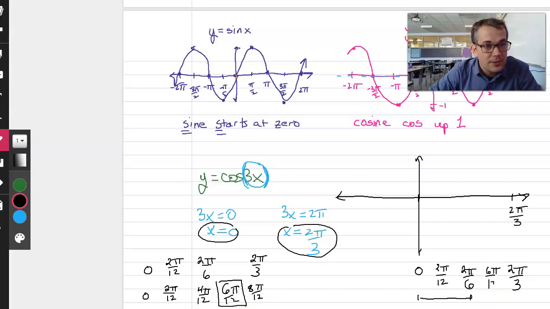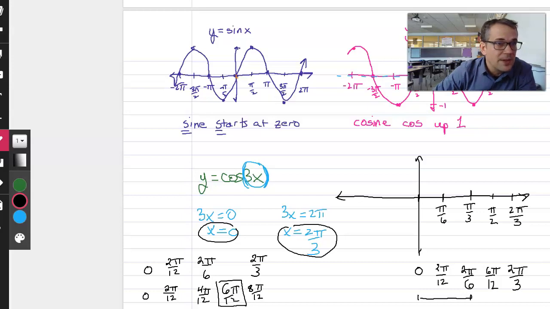Now, of course, I'm going to reduce these fractions when I put the grids up here. So I'm not going to write 2 pi over 12. I'm going to say this is, well, let's go to the halfway mark. The halfway mark is pi over 3. Half of that halfway mark is pi over 6. And half of this halfway mark is this guy reduced, pi over 2. These are my new points of interest. And of course they'll be on the other side as well. So I'll have a negative pi over 6, a negative pi over 3, so on and so forth.